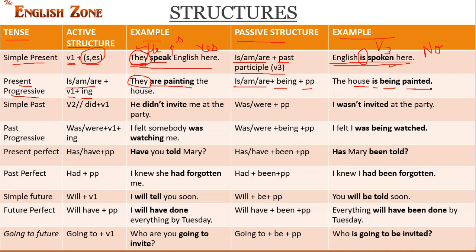Now in present progressive tense, we have to use ismr plus first form plus ing for the active structure, and for the passive, we'll be using ismr plus being plus past participle. Now let's move on to the next concept.